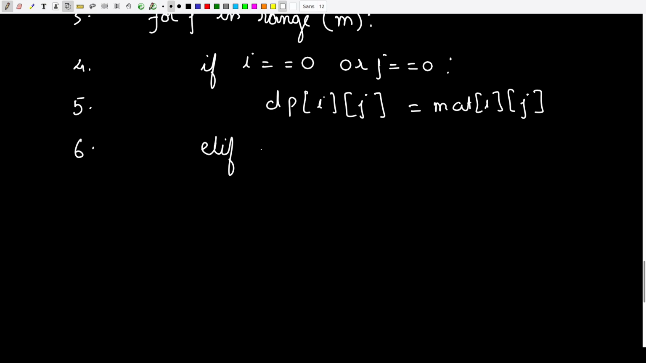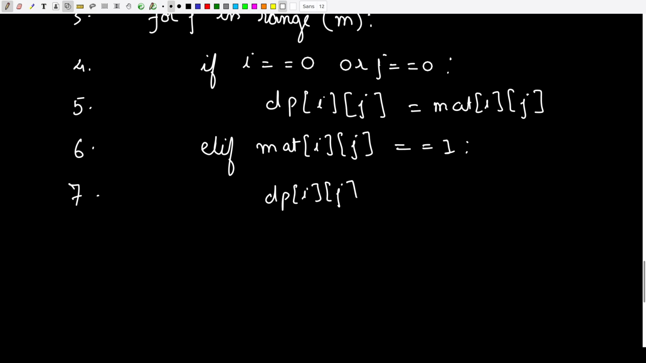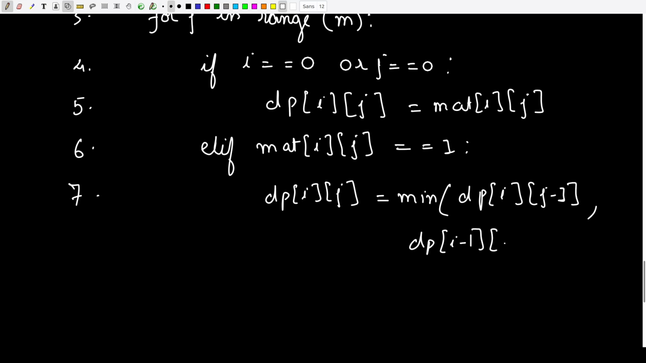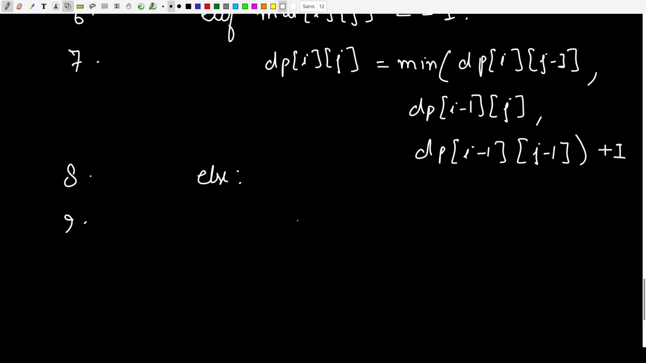Otherwise, if mat i comma j equals 1, then in such case dp of i comma j will be equal to the minimum of the 3 values which we have discussed: dp of i comma j minus 1, i minus 1 comma j, and i minus 1 comma j minus 1, and then plus 1. Otherwise, if mat i comma j equals 0, then that simply means it is not possible to form a squared matrix where all values are 1, because of which dp of i comma j for that entry will be 0.